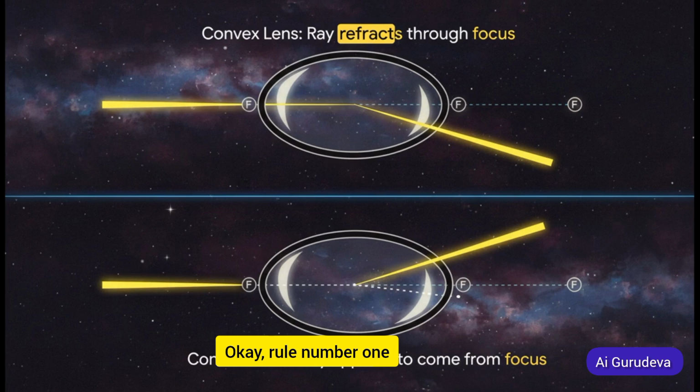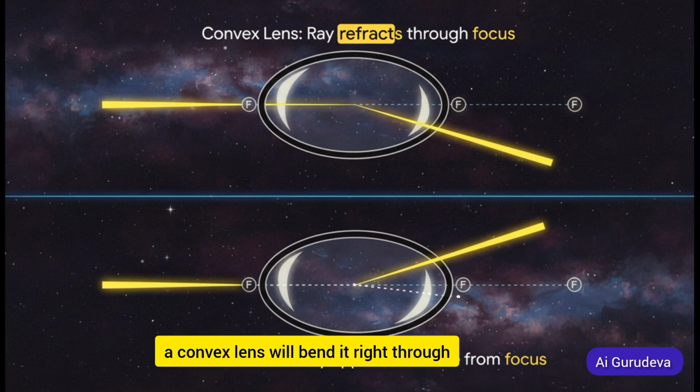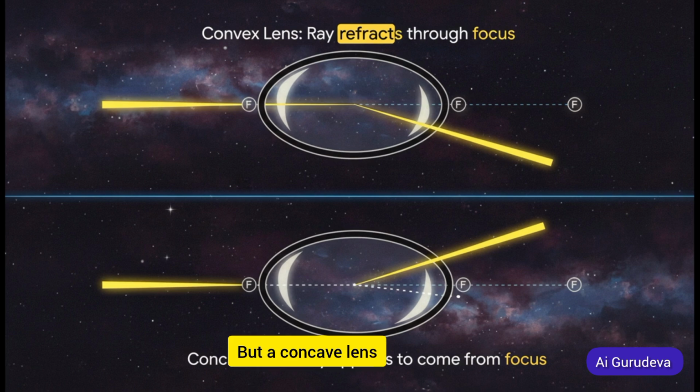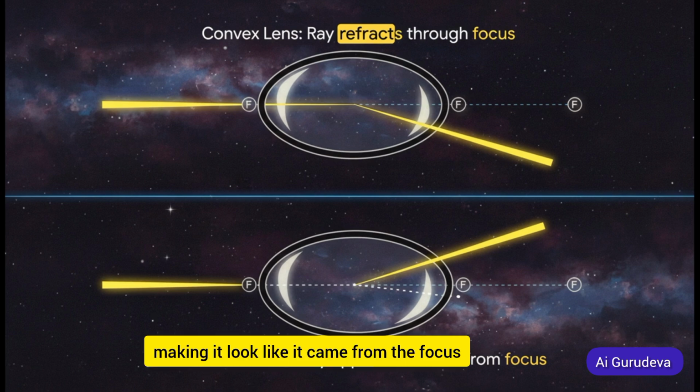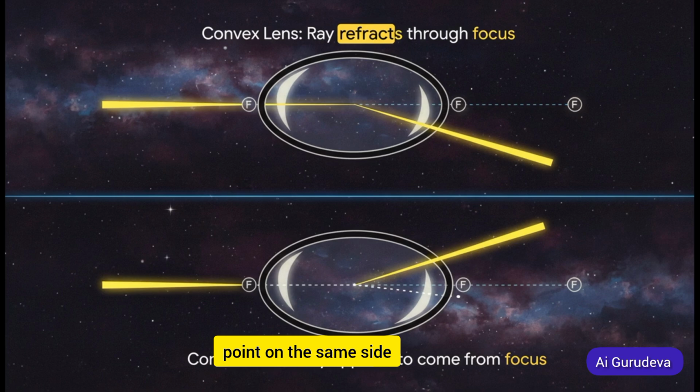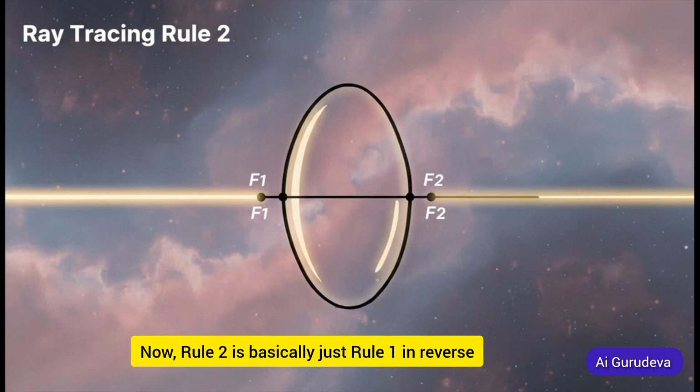Okay, rule number 1, the parallel ray. If a ray of light comes in straight and parallel to the main axis, a convex lens will bend it right through the focus point on the far side. But a concave lens? It'll bend the ray outward, making it look like it came from the focus point on the same side.